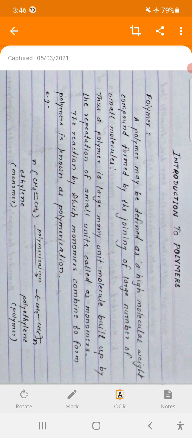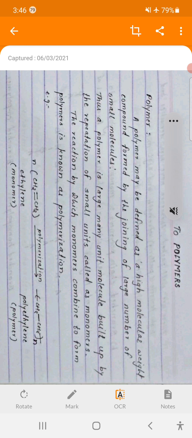Polymers are very important now. There is a special branch after BSc, that is MSc in polymer chemistry. Similar to organic chemistry, inorganic chemistry, physical chemistry, polymer chemistry is a special branch.